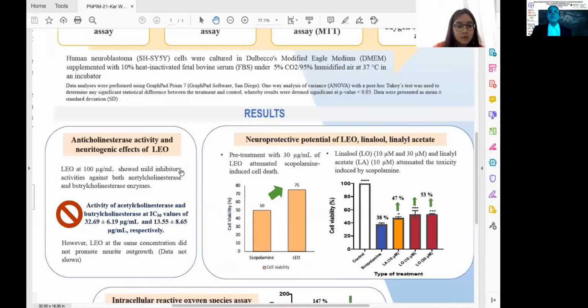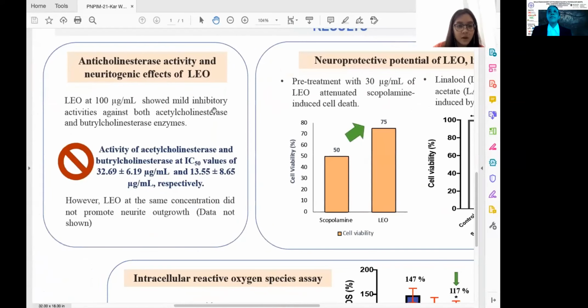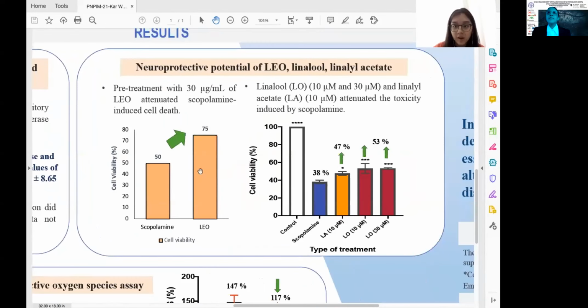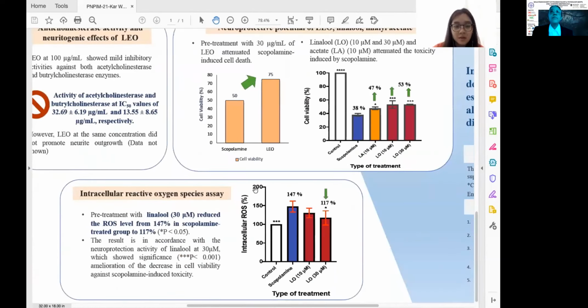carried out. Results show that lavender essential oil showed a mild inhibitory activity against the cholinesterase, but was unable to promote any neurite outgrowth. The pre-treatment with lavender essential oil improved the cell survival rates against the cytotoxicity of scopolamine. To further study the effect of lavender essential oil, we have also looked into 2 major components, which are linalool and linalyl acetate, that contribute 60 to 80% of the total composition. As expected, both of these components were able to increase the cell viability, as well as to decrease the reactive oxygen species level in the model.